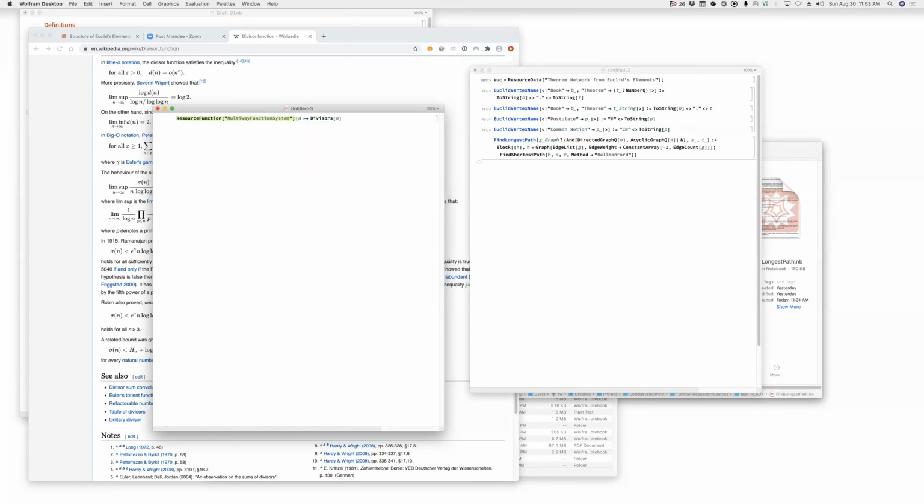Divisors of n. Does divisors of n produce the proper divisors? No, it does not. It needs to remove n, using Drop with minus 1. Is that right? I'm always forgetting. It's not a function I use very much. Yes.